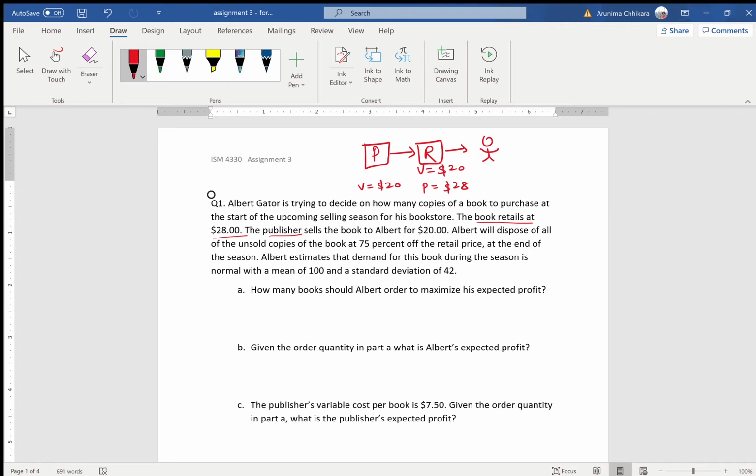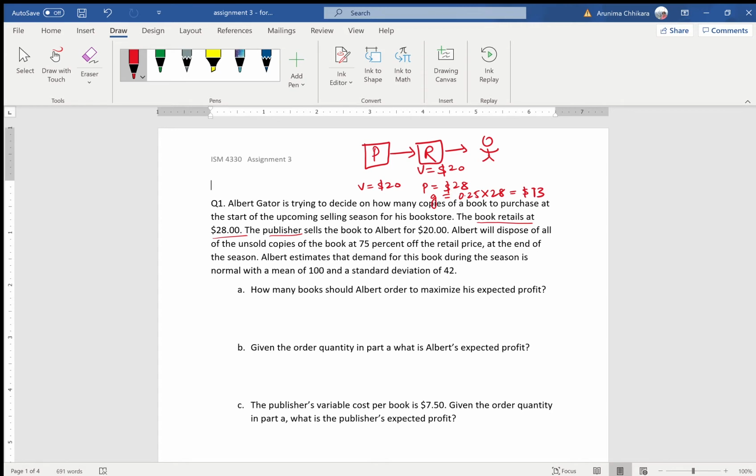Then we have some information about the salvage cost. For the first part of the question, it says Albert will dispose of all the unsold copies of the book at 75% of the retail price. So the salvage here would become 0.25 multiplied by 28, which would be 13.